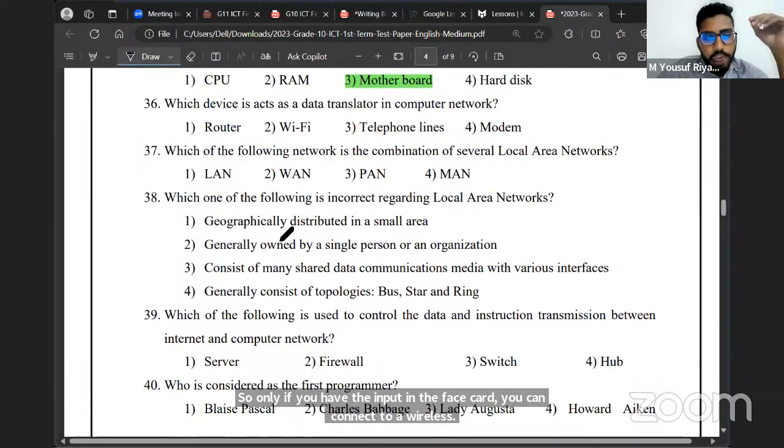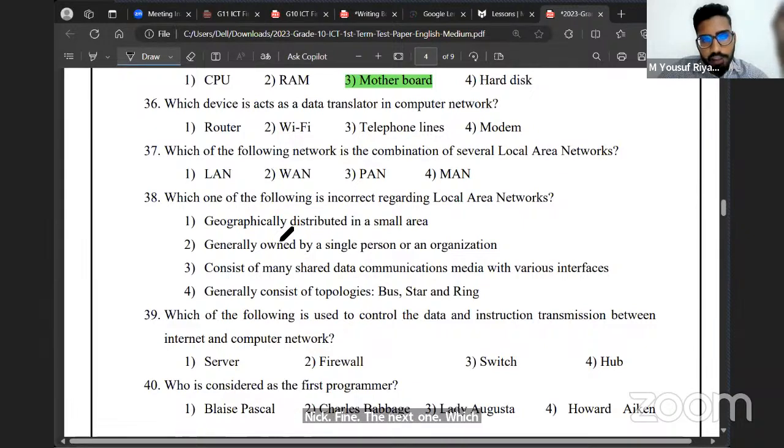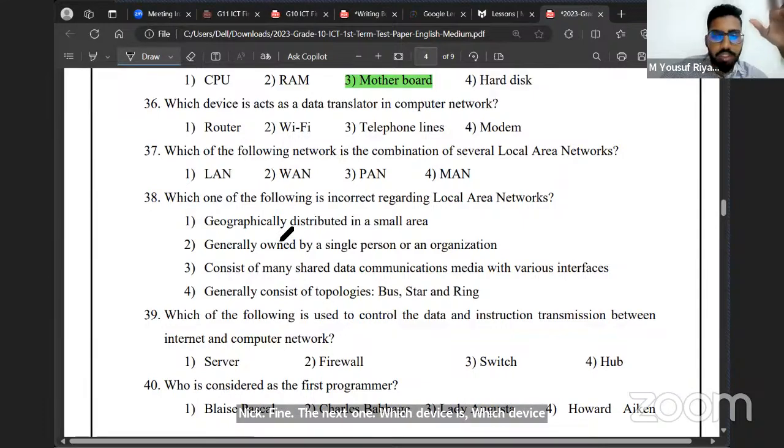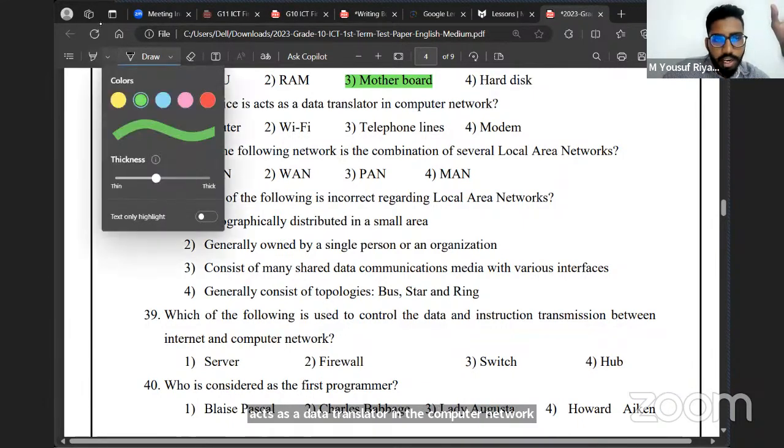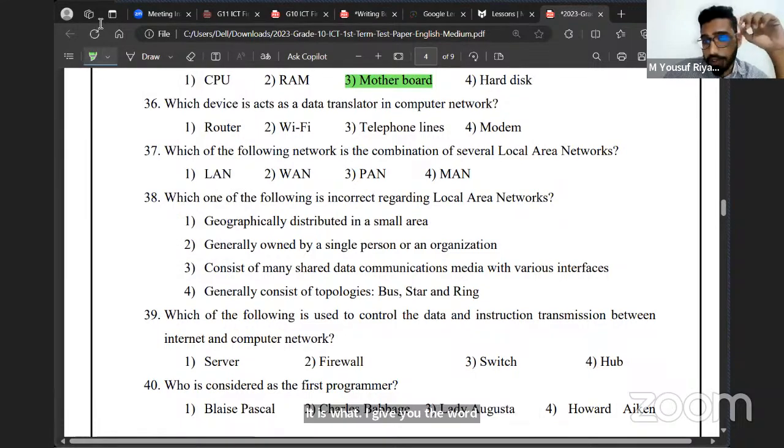Fine. The next one. Which device acts as a data translator in the computer network? I gave you the words modulation and demodulation. That is basically translating. It's called the modem. A modem actually acts as a data translator between your internet service provider and your computer, your network actually. That's advanced, you can forget about that. But it's the modem. That's why the word modem is formed using the words modulation and demodulation. Keep that in your mind.